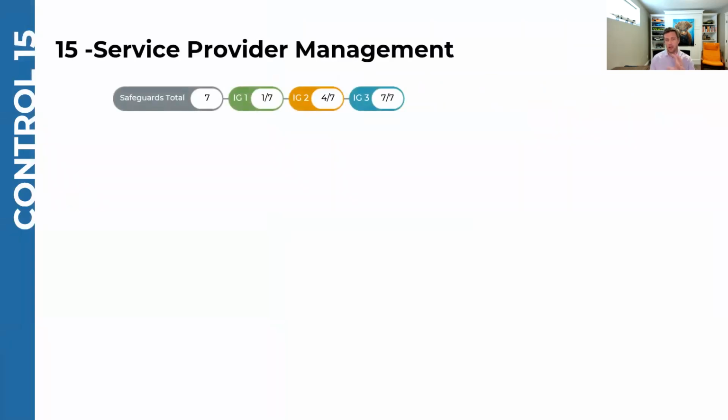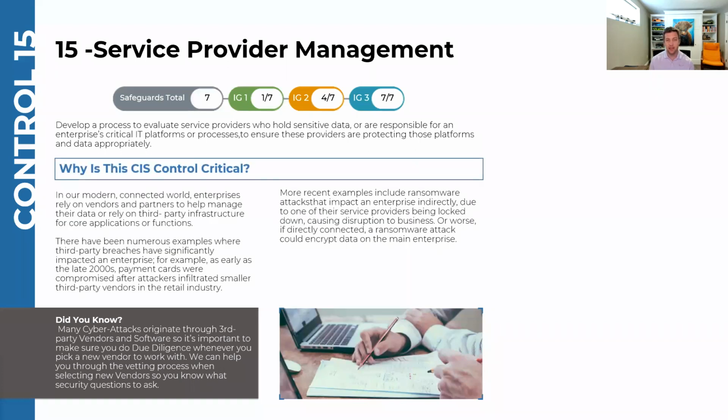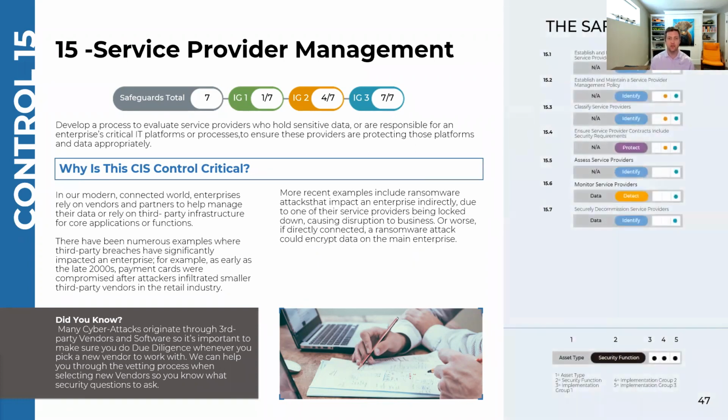Service provider management. Another one that you'll notice, implementation group 1 only has a single implementation or single standard. And this is about recognizing that as a business, you are going to be choosing whose products you use. And you need to vet them and consider what they are doing to protect themselves and, by extension, protect you. So like many of these, the very first item on here is to have an inventory of your service providers, meaning knowing who they are.